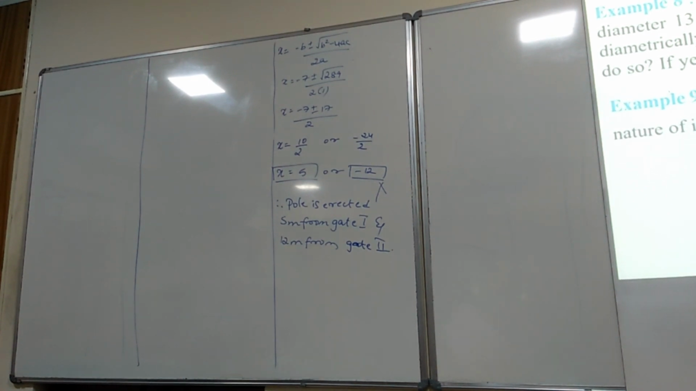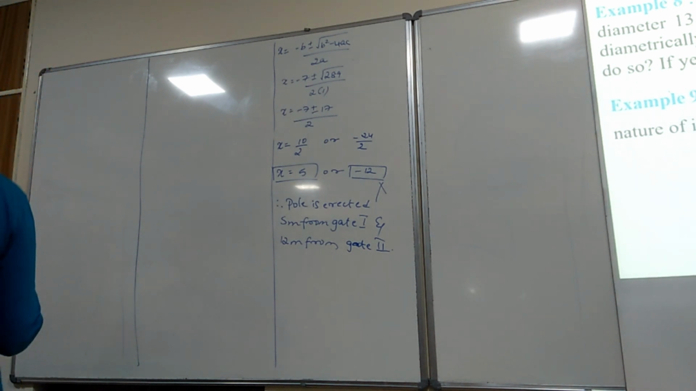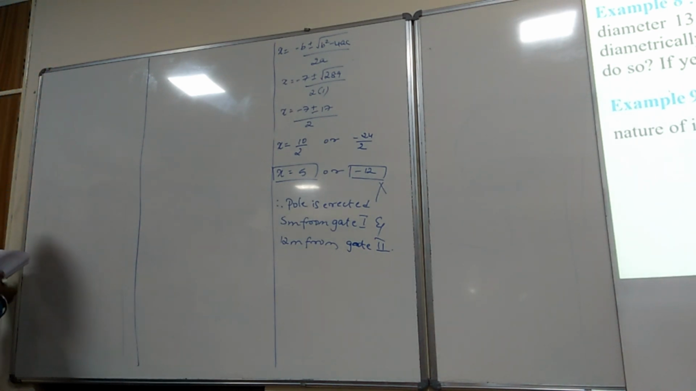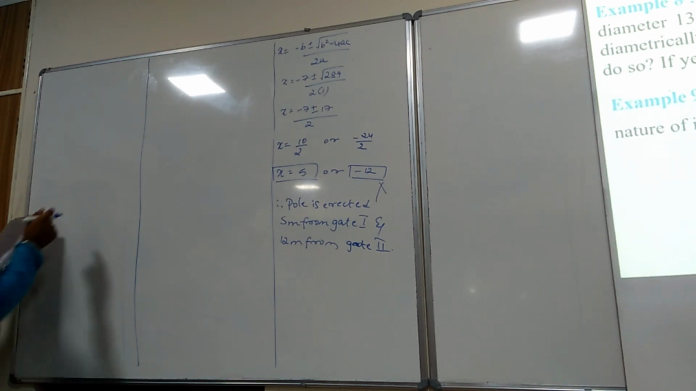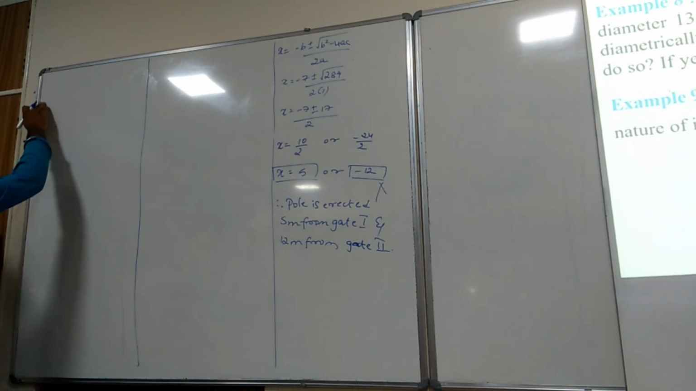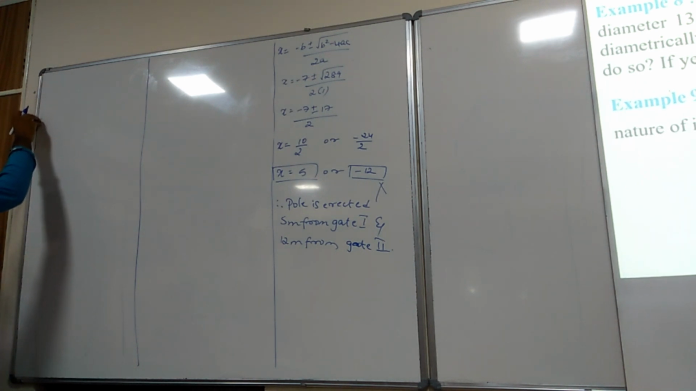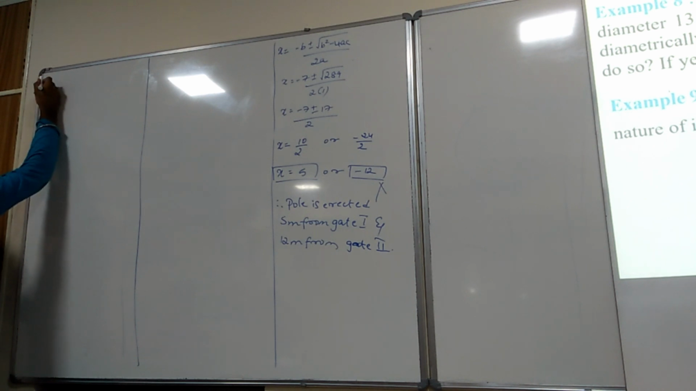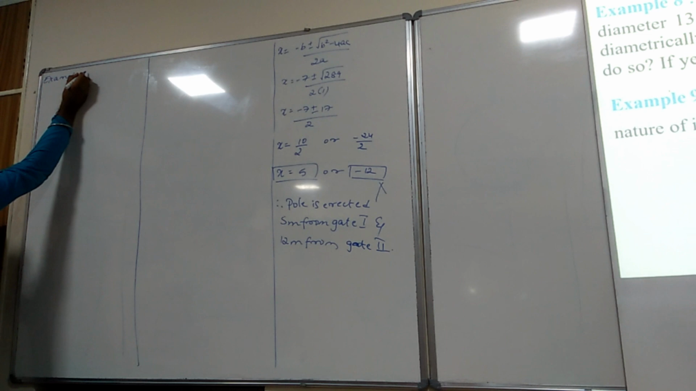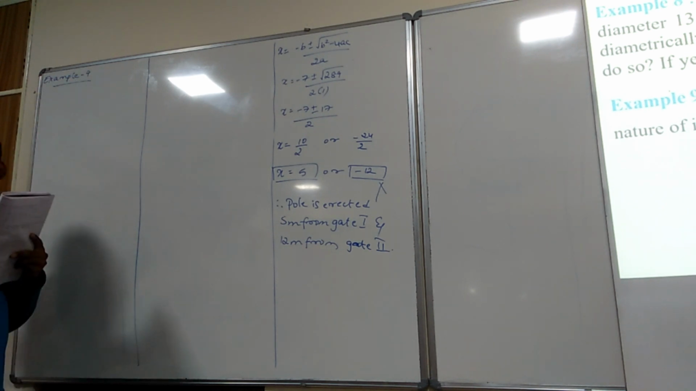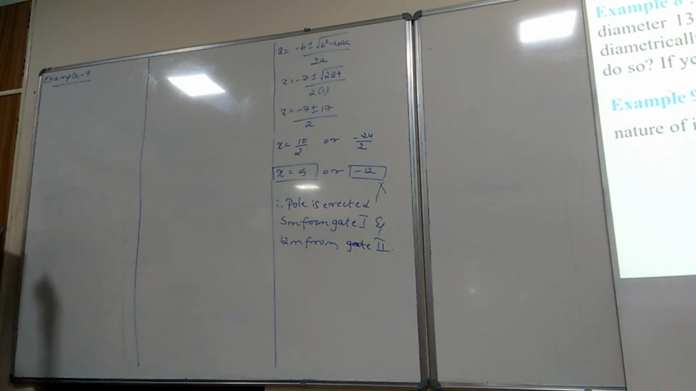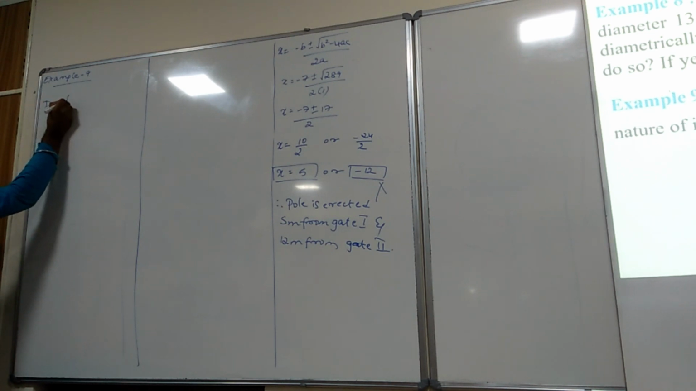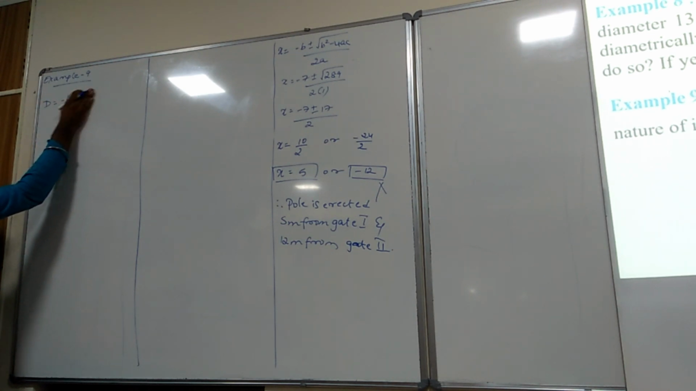Okay. Example 9. Find the discriminant of the equation 3x square minus 2x plus 1 by 3 equals to 0, and hence find the nature of the roots. Find them if they are real. Okay, so example 9. Everyone see here? Example 9. Okay, so x is equal to minus b plus or minus root of.